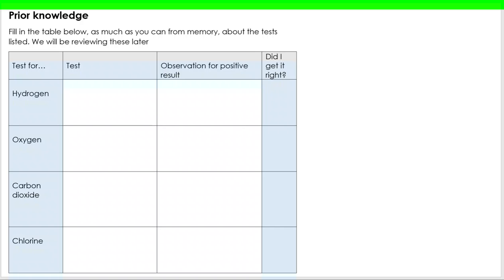So we're going to go through each of them in turn. Many of these you'll have been aware of for many, many years. Chlorine, if you have discussed the electrolysis topic yet, you will be aware of. The rest of them will be from lower down the school.